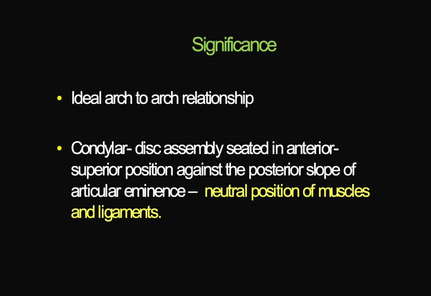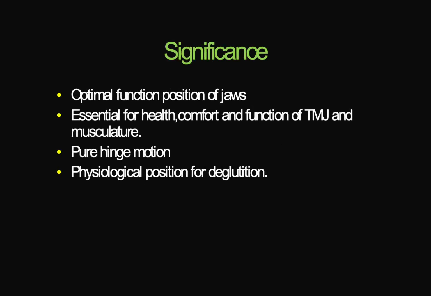Now, the significance of centric jaw relation: because it is an ideal arch to arch relationship, it determines the condylar disc assembly comfortably seated in the anterior superior position against the posterior slope of the articular eminence, and it is estimated to be the neutral position of the muscles and ligaments. It provides optimal positioning of the jaws, essential for health, comfort and function of the temporomandibular joint and muscles. It has pure hinge movement and rotary movement, and it is used for estimating the physiological position for masticatory function.